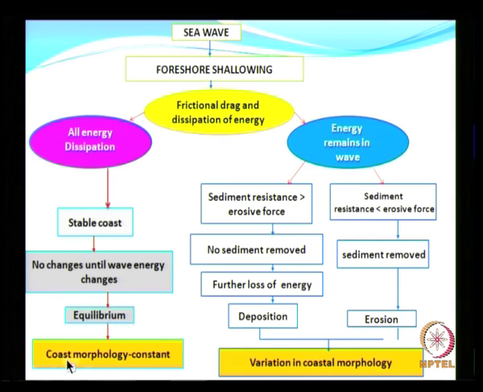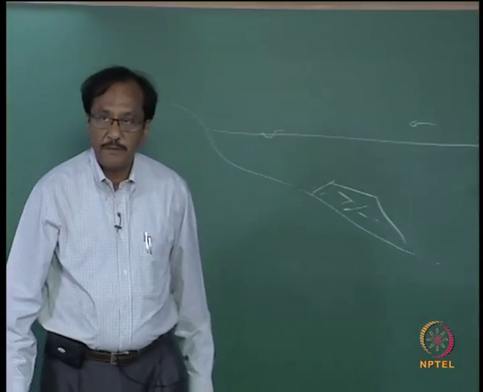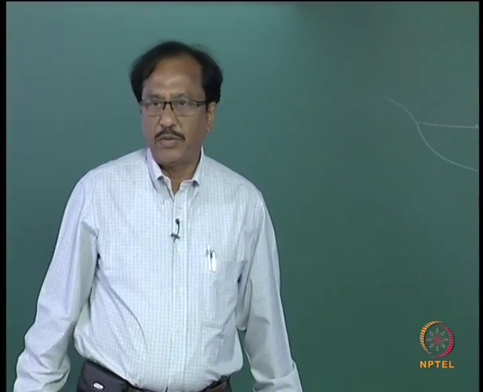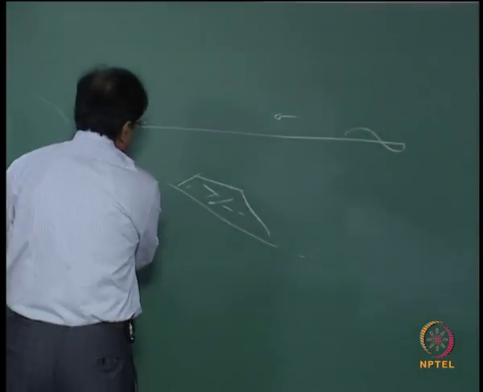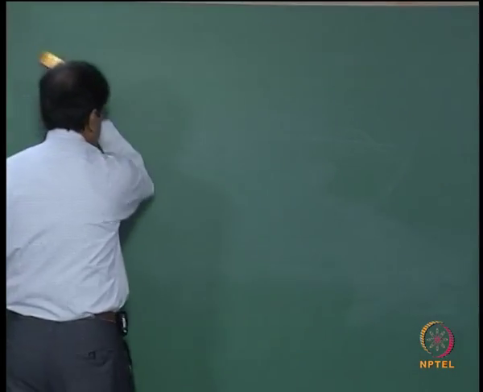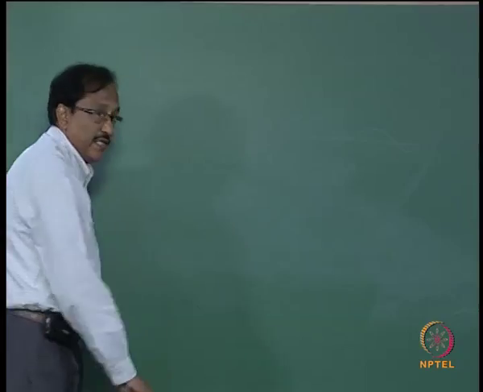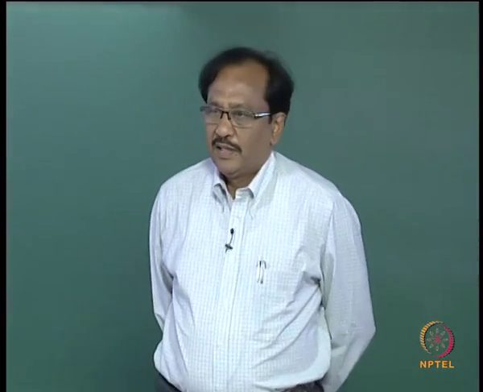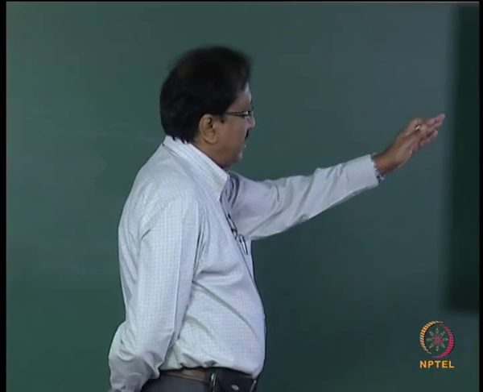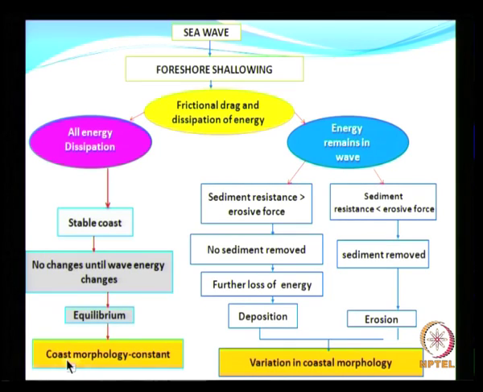Using this, there are some attempts where you can think of having a structure. These are called submerged breakwaters, which we will see under the topic when I cover breakwaters. So you can think of having submerged artificial structures in order to dissipate the energy, so as to combat coastal erosion by dissipating the waves. On the other hand, if energy remains in the wave, then it is a problem.